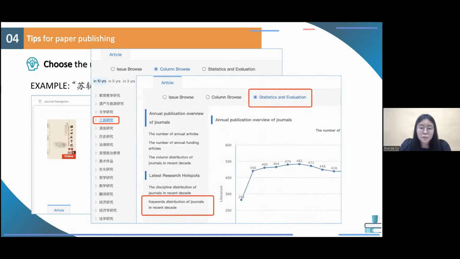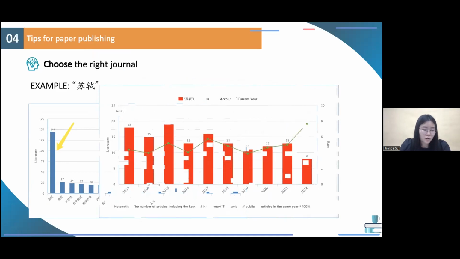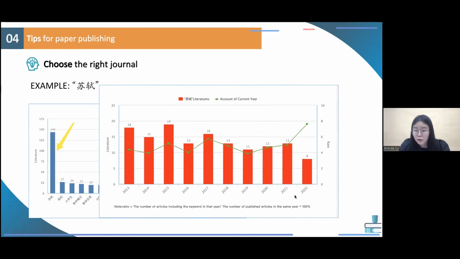We can also review statistics and evaluation and the keywords distribution of key journals in recent decades to get to know the trends of Su Shi studies in the journal and how many articles on Su Shi have been published as of today. And here, for 2022, 8 papers have already been published. Previously, the number would be around 14 articles published each year. So if you want to publish an article about Su Shi in this journal, the chances are we have only 5 or 6 articles left.